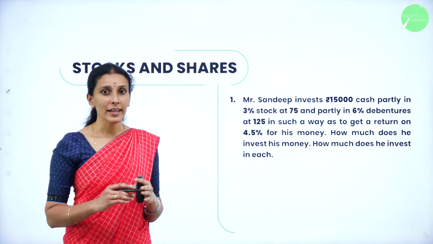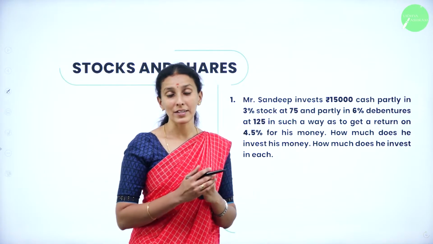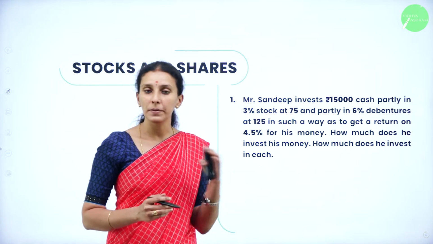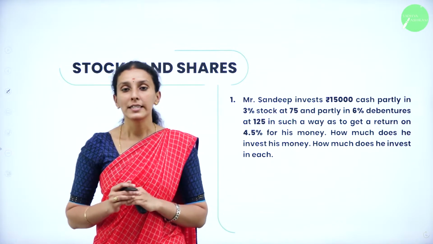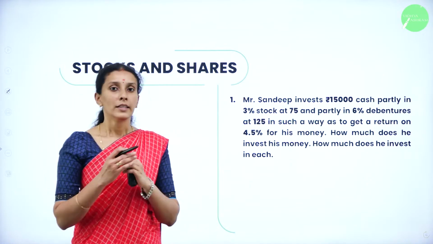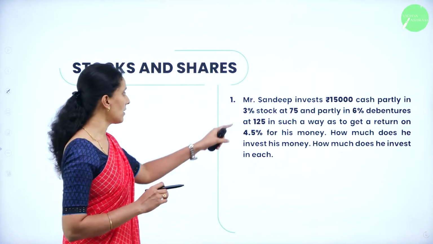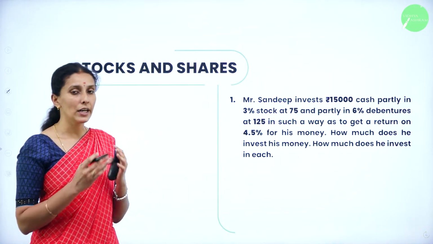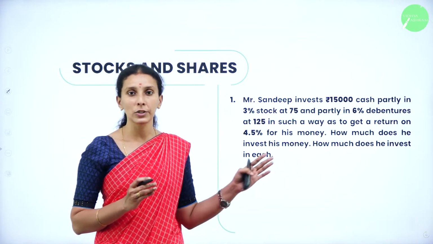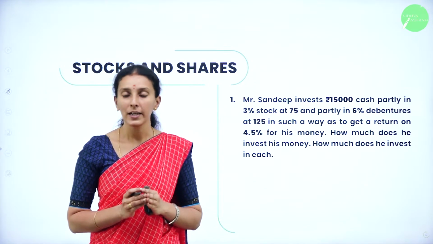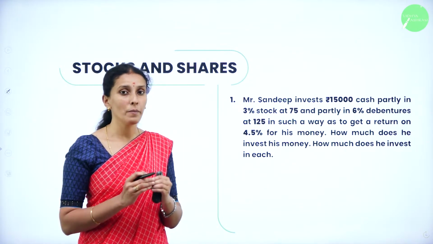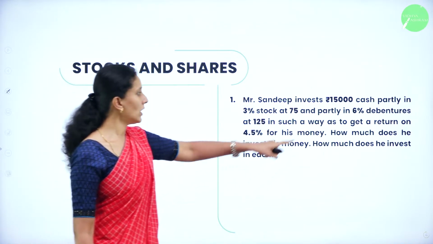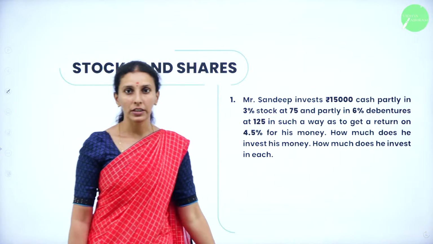So here Mr. Sandeep invests in 3% stock as well as 6% stock. We have to calculate income for 3% stock as well as income on 6% stock. The total income is given in terms of percentage, that is 4.5%. So when you add the income of both stocks, you will get the total income of 4.5%. Then we have to calculate how much he has invested on both the stocks. So the total investment by him is 15,000.